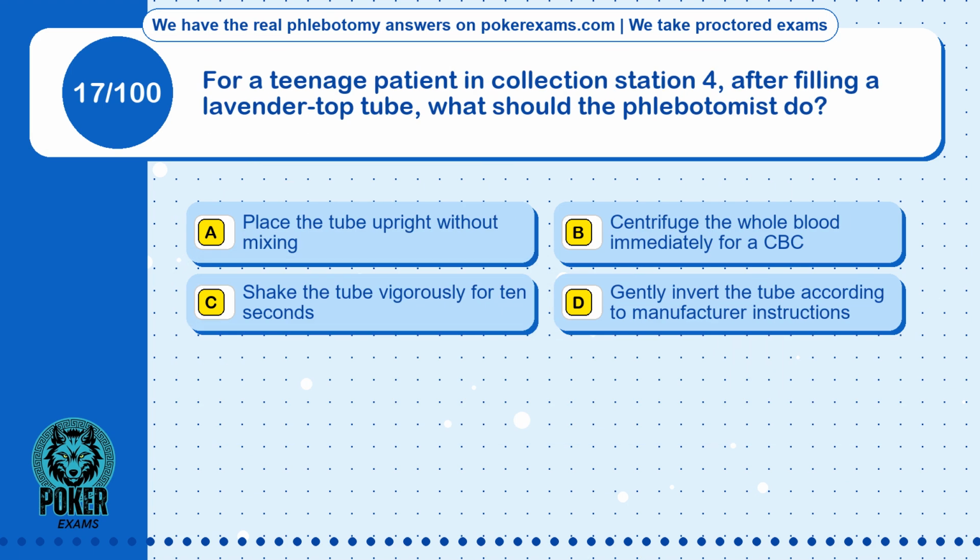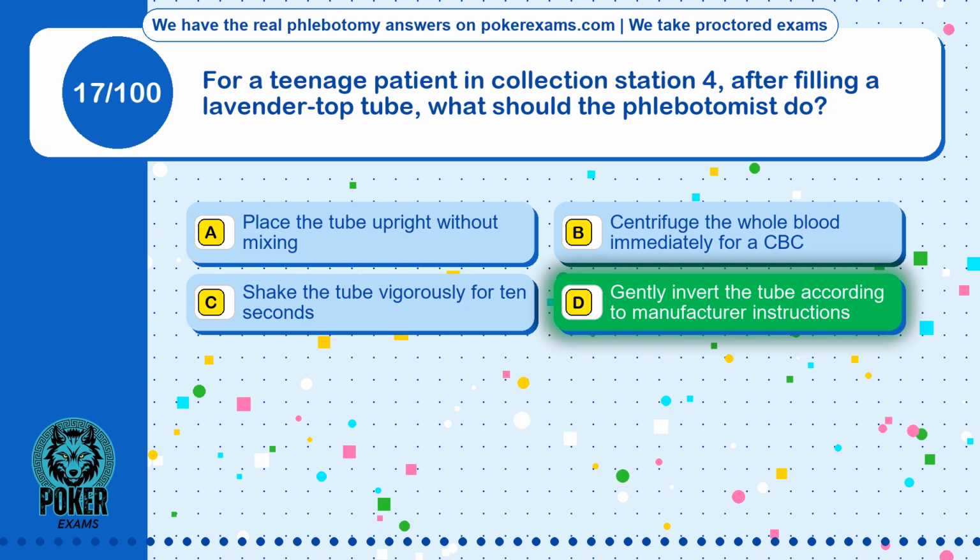Question 17. For a teenage patient in collection station 4, after filling a lavender top tube, what should the phlebotomist do? Option A, place the tube upright without mixing. Option B, centrifuge the whole blood immediately for a CBC. Option C, shake the tube vigorously for 10 seconds. Option D, gently invert the tube according to manufacturer instructions.